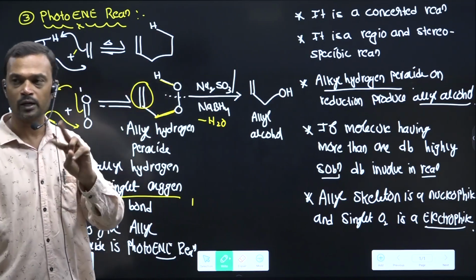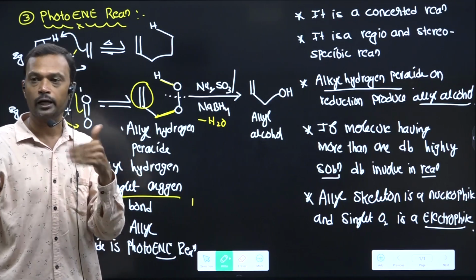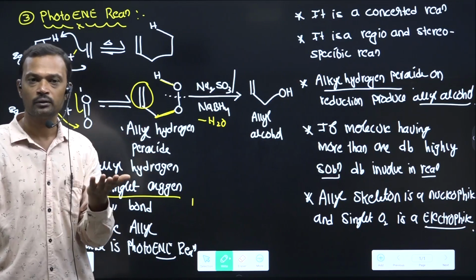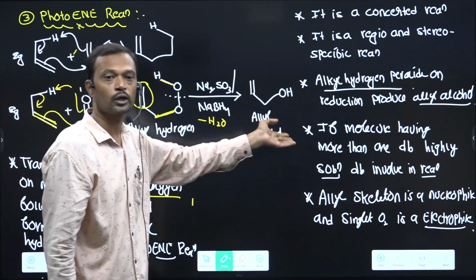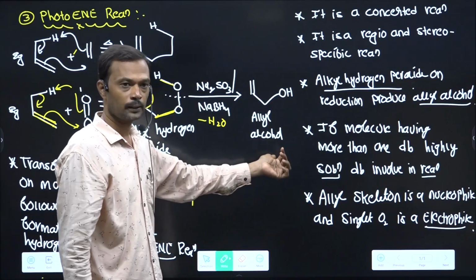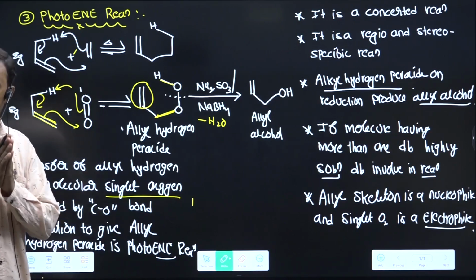If more than one double bond is there, which double bond is selective? The more substituted. And if you can create a double bond at internal or terminal, which is preferred? Terminal. If you know these two points, you can attempt one question on Photo-ene. Clear? So what is the meaning of concentrate? Single step reaction. Okay? 2 pi 2 pi, 4 pi 2 pi, Photo-ene, all are single step reactions only.